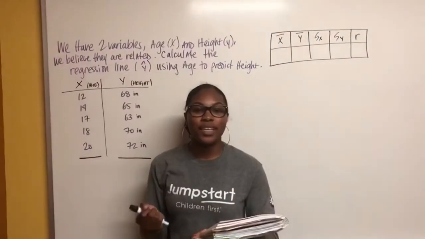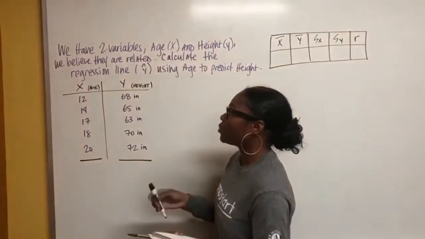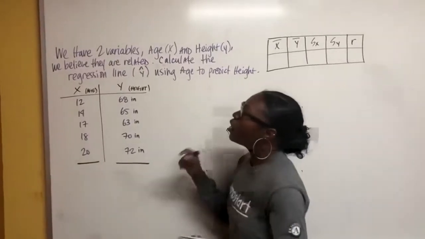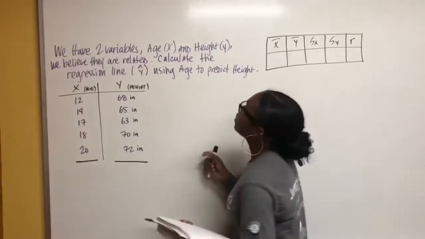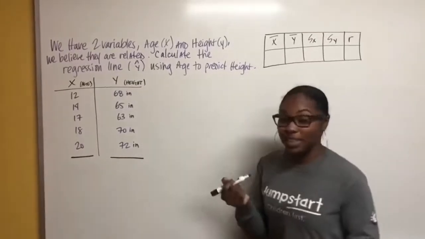Heaven and I'm with MyLee, and today we're going to show you how to calculate a regression line. So today for our equation we have two variables, age for x and height for y. We believe these two are related. So we're going to calculate the regression line for y hat using age to predict height.